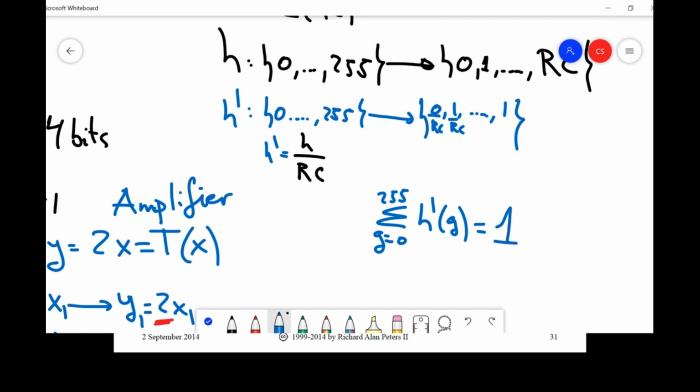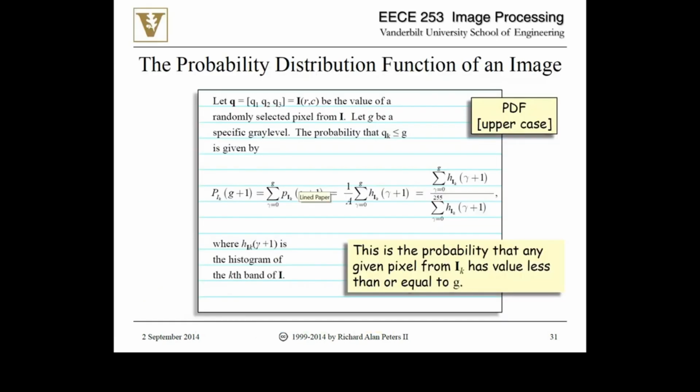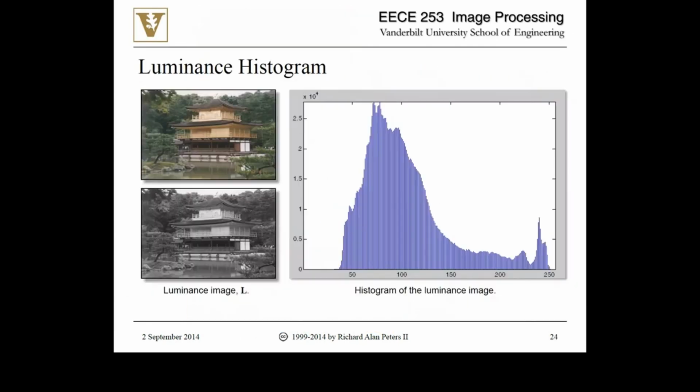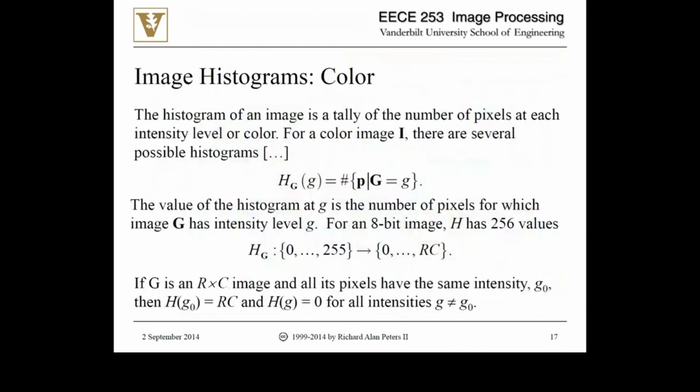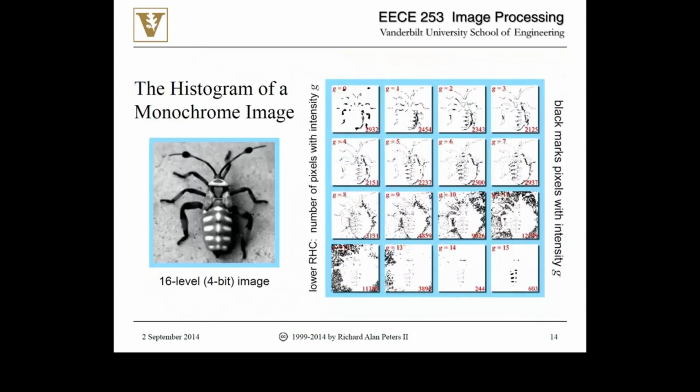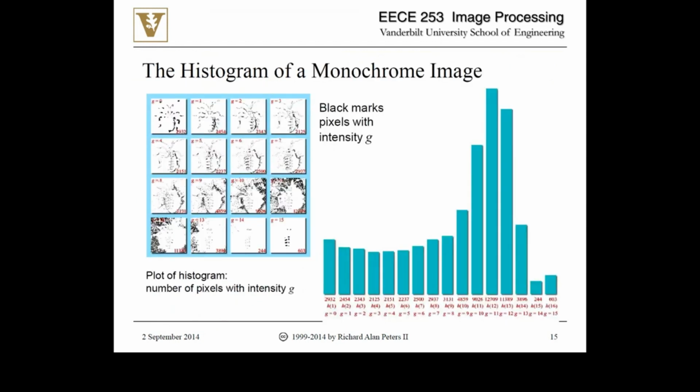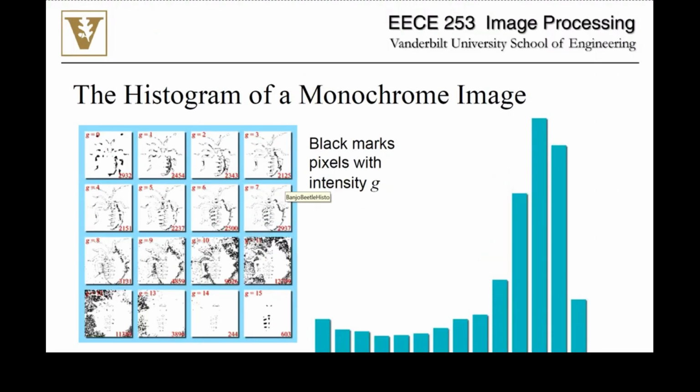Let's see why. Maybe the answer is in this little bar. This one. Okay, so what is this layer? This layer is how many pixels have value 15. How many pixels? Sorry.